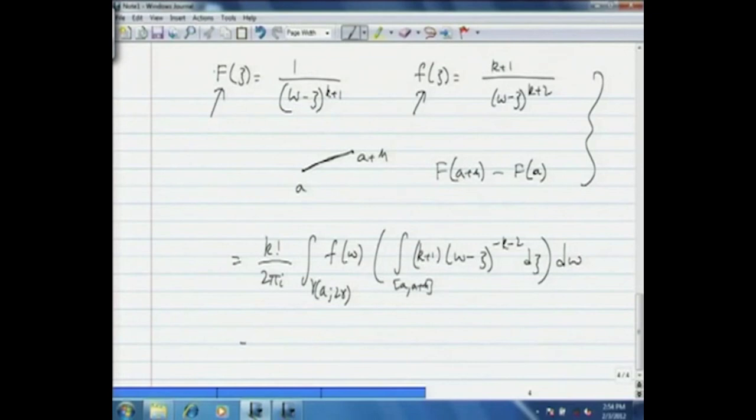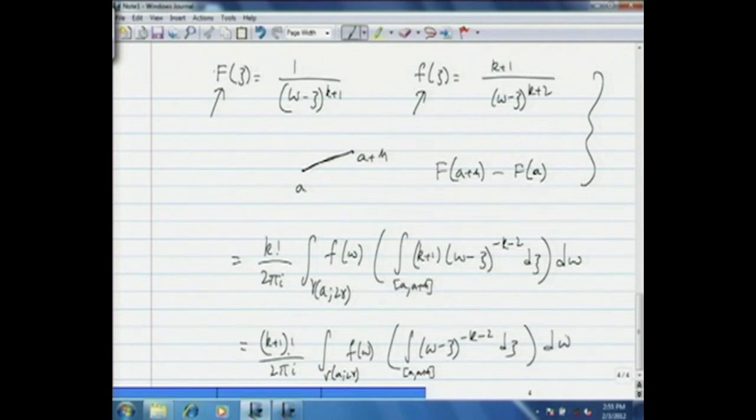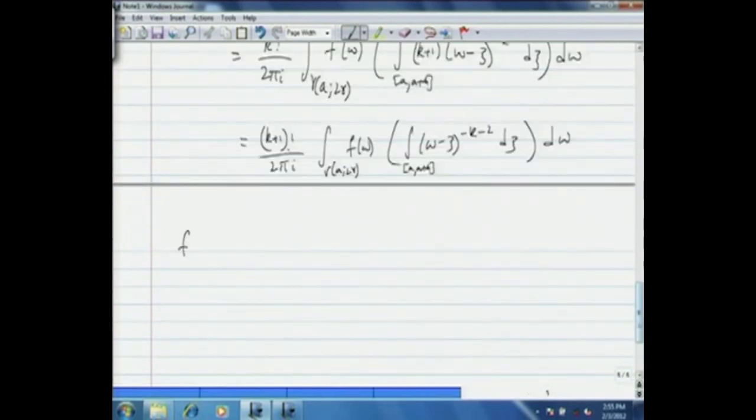Okay. So, I can use the k plus 1 to make it k plus 1 factorial. So, this gives me (k plus 1) factorial divided by 2 pi i and then the rest of the expression: the integral over gamma a to r of f of w times the integration of (w minus zeta) raised to minus k minus 2 d zeta on the straight line joining a and a plus h, and then dw. Okay. So, that is your f^(k) at a plus h minus f^(k), the kth derivative of f at a.